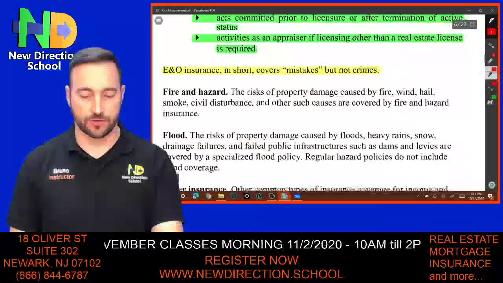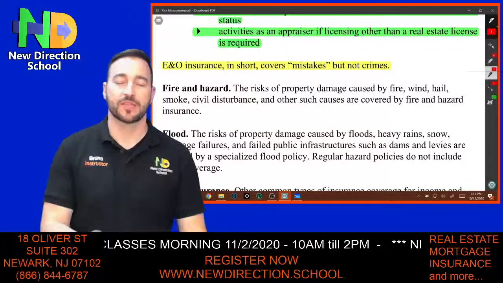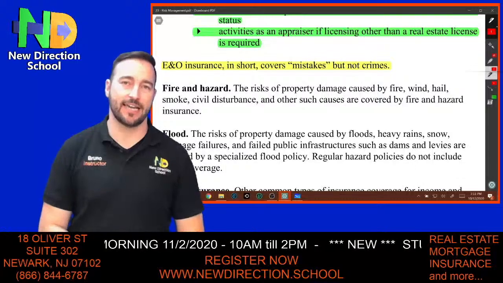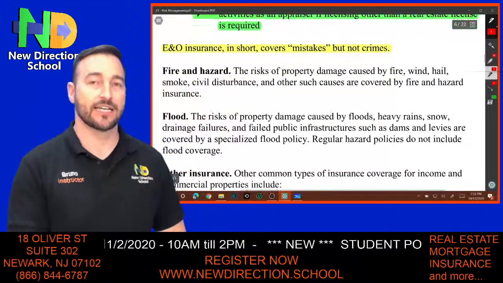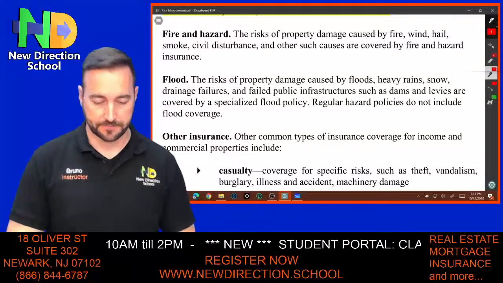There's another type of insurance called fire and hazard insurance. Now, that one's not for us. That's obviously for the homeowner, and it protects the house in case of fires or other hazards. It does not protect against flood. If it's in the flood zone, obviously you've got to get flood insurance.